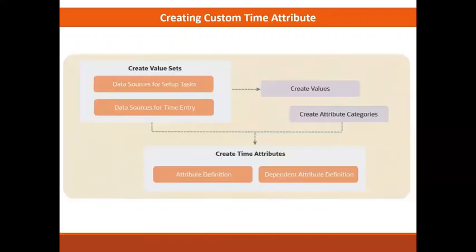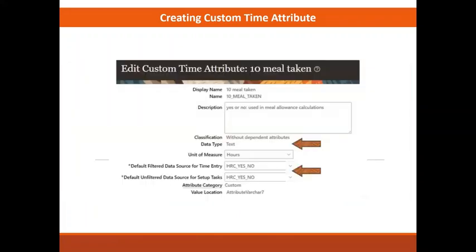Okay. And now we get into creating the time attribute, but before you create your custom time attribute, you need at least one value set for each independent and dependent time attribute. Custom time attributes are optional. So when you start in the setup and maintenance area, switch to all tasks when you get the time and labor task pane. Okay, and then select the custom time attribute.